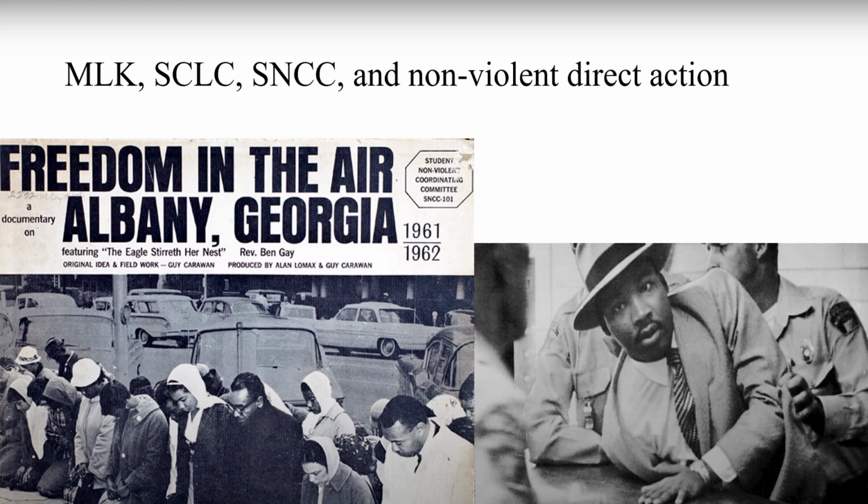So King is going to shift his activism out of Georgia and into Alabama in 1963. By the way, it was actually Billy Graham who bailed King out of jail in Albany, Georgia. Billy Graham was a supporter of the civil rights movement and a personal friend of King's.